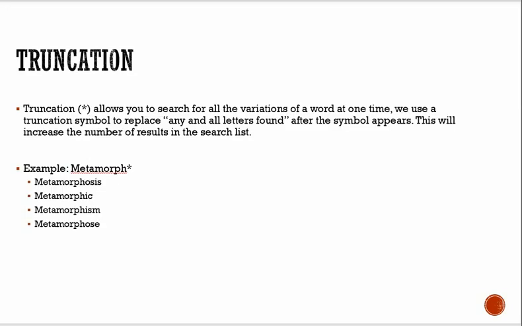Truncation allows you to search for all the variations of a word at once using the asterisk symbol. For example, searching metamorph asterisk would bring back search results including the terms metamorphosis, metamorphic, metamorphism, and metamorphose.